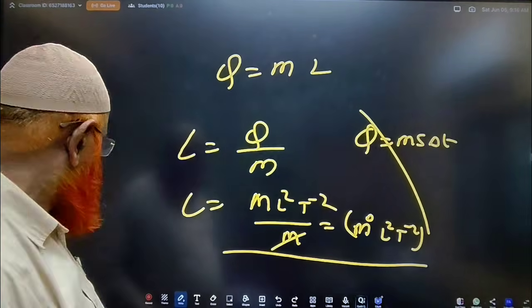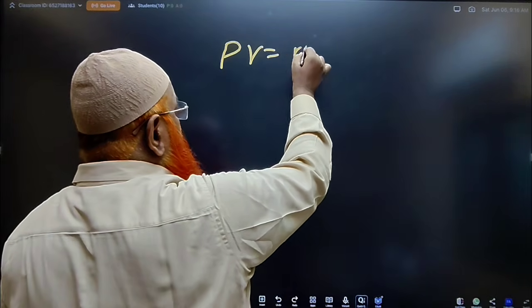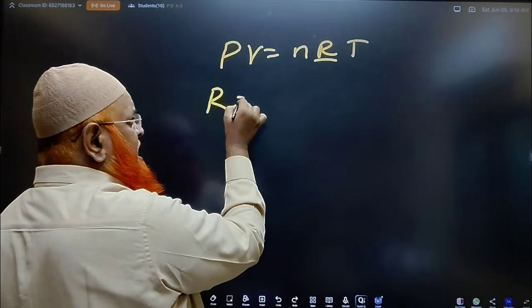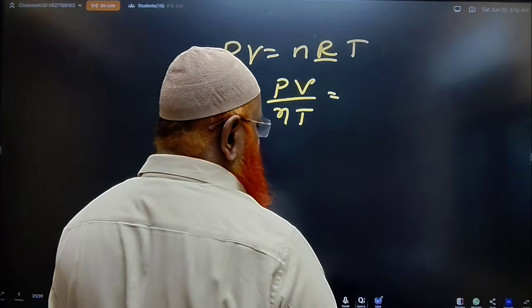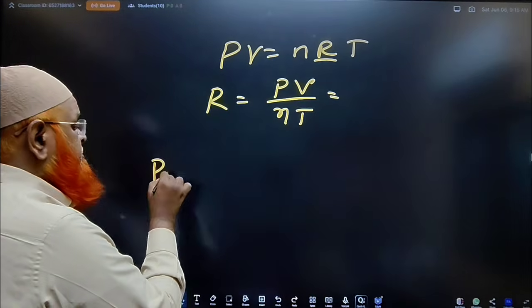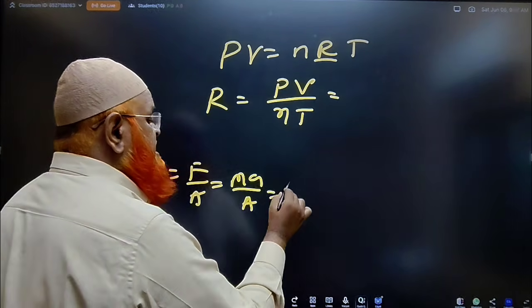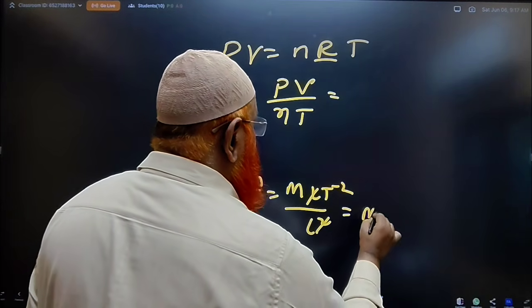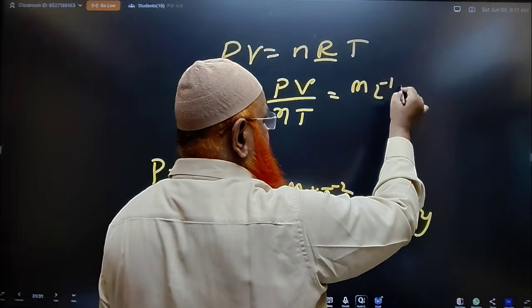Next, gas constant. See, gas constant comes from PV equals nRT, where R is said to be the gas constant. So R can be taken as PV by nT. Pressure, I just told you, is nothing but force by area. Force is nothing but mass into acceleration, by area. M L power minus 2 by L square getting cancelled, M L power minus 1 T power minus 2 is the dimensional formula for pressure.